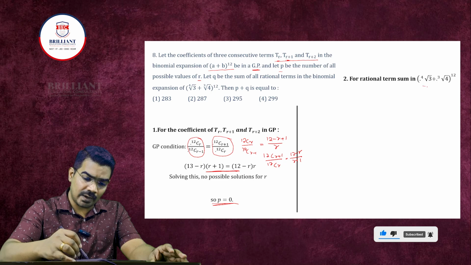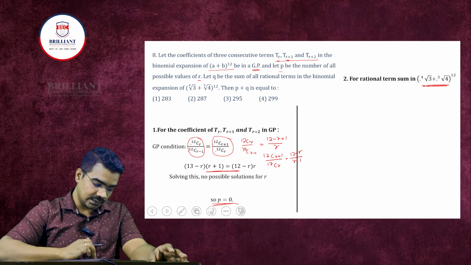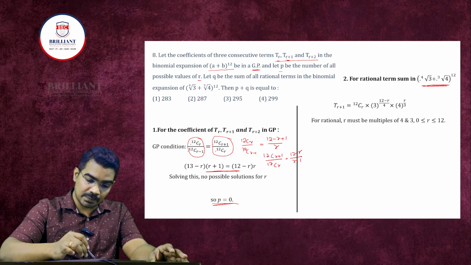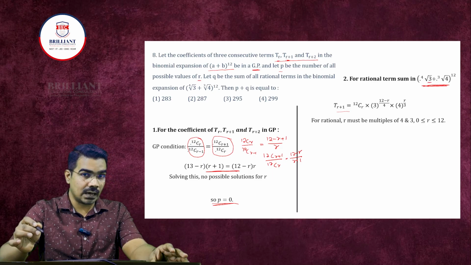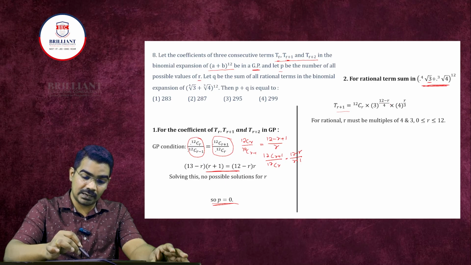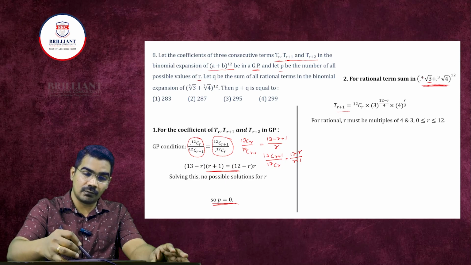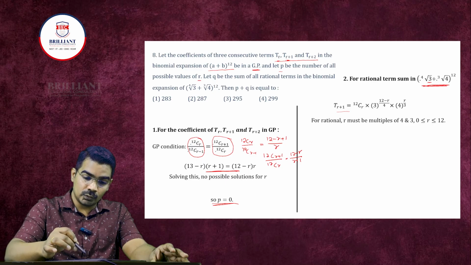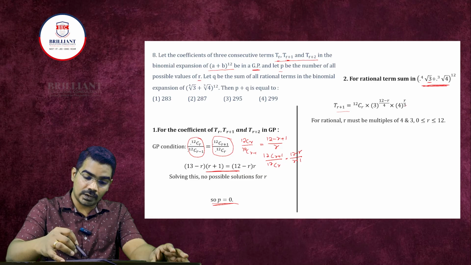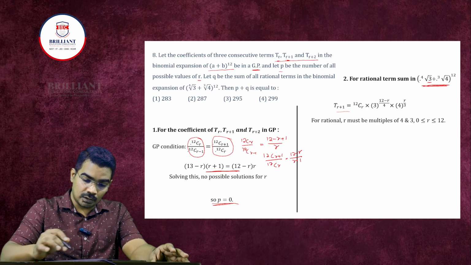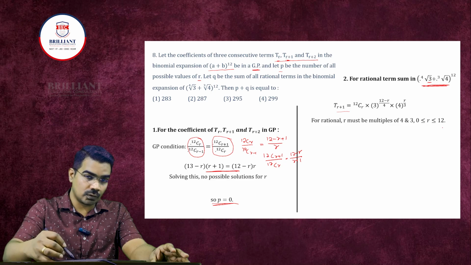So we have to find the sum of the rational terms in this expansion. So the general term will be T(r+1) is equal to 12Cr into 3, that is the first term, 3 raised to (12 minus r) by 4, because it is the fourth root, into the second term, the third root of 4. So 4 raised to r by 3. So this r value will lie between 0 to 12.